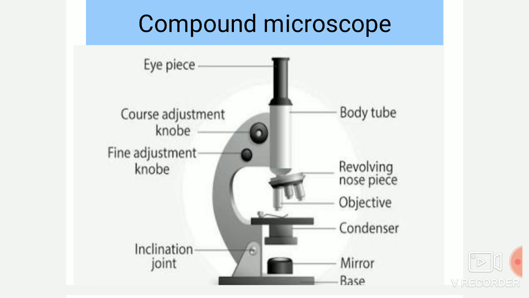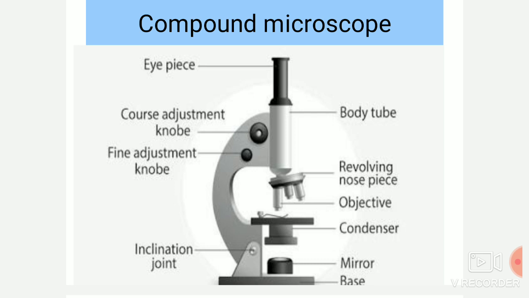So this inclination joint provides the inclined plane. Okay, the mirror is there, the mirror does the reflection. So the light which falls on the mirror is reflected and gives proper light to the slide so that the things can be observed properly.